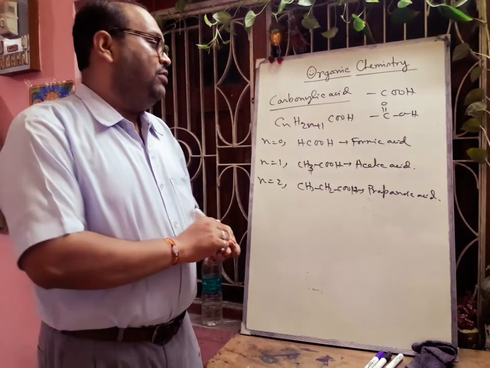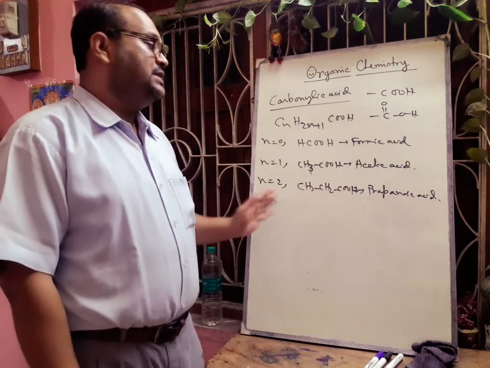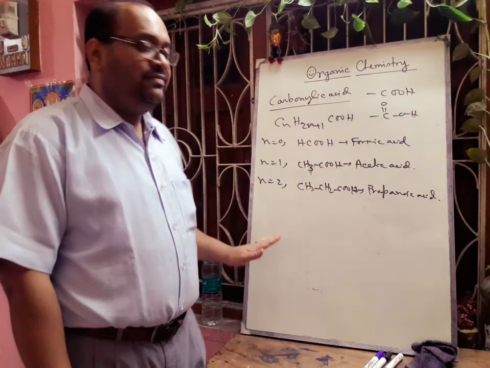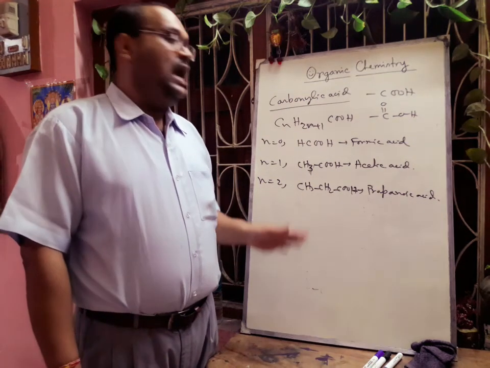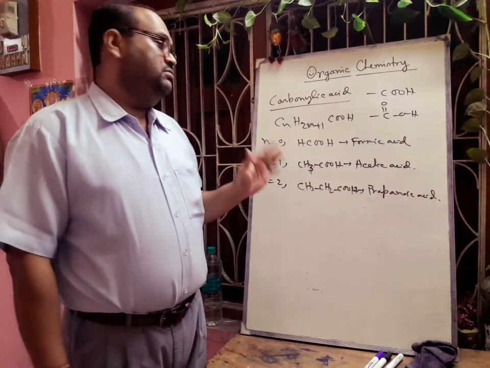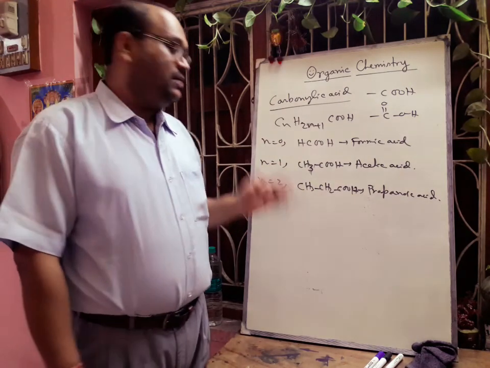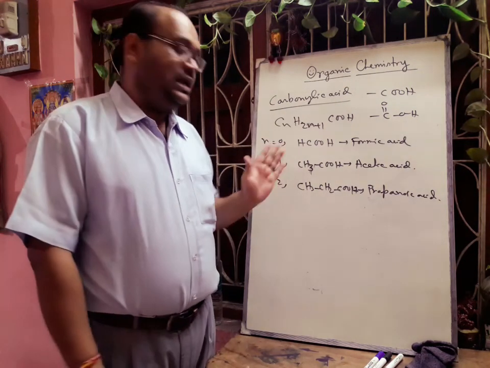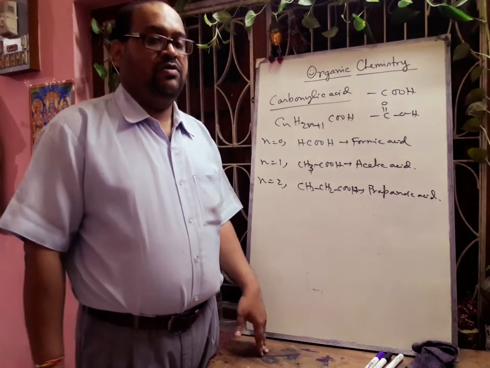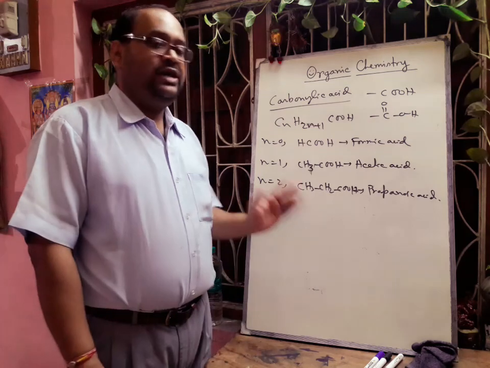So I have already completed whatever functional groups are there in your syllabus, and first you try to remember these functional groups and try to write the homologous series up to 10 carbons, and try to remember their names also. Then your organic chemistry will be easy. Hope you can understand. So today up to this, thank you.